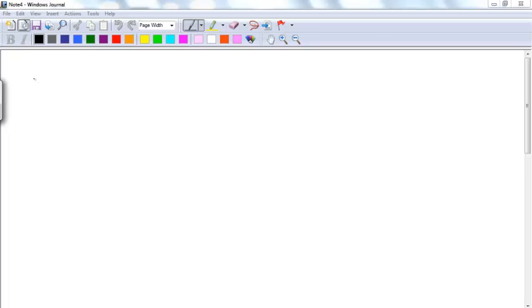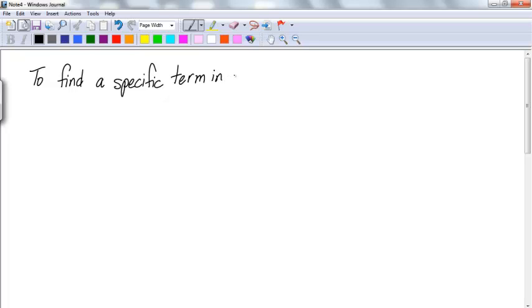Okay, on this part, if they ask you to find a specific term, if I took that expansion we just did to the 20th power and said find the 19th term, I don't want to find the first 18 to get to the 19th. So there ought to be a specific formula. To find a specific term in a binomial expansion, use this formula.